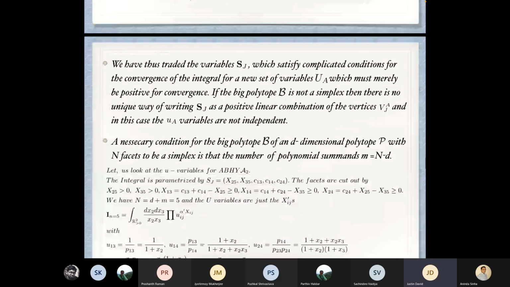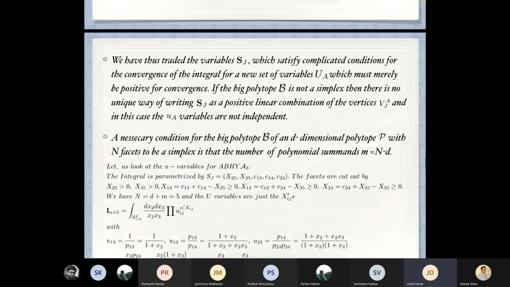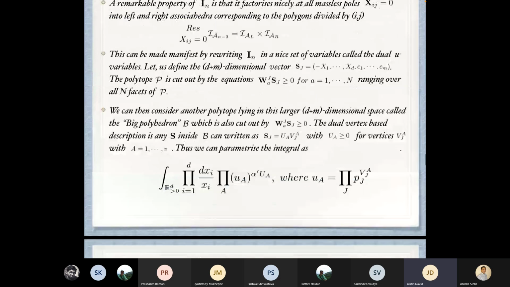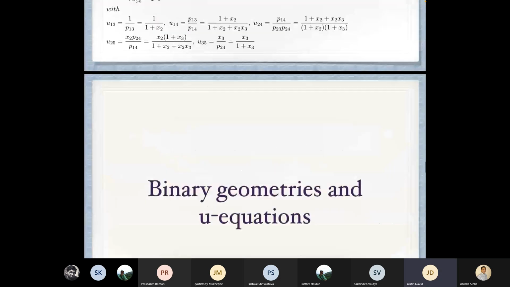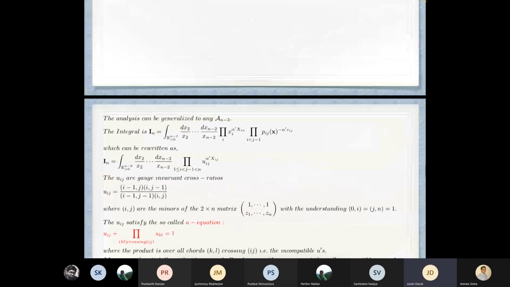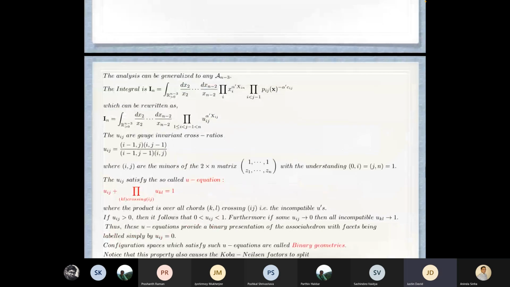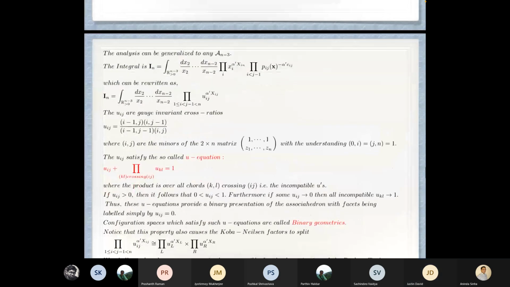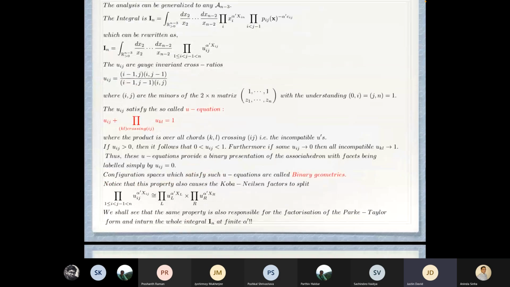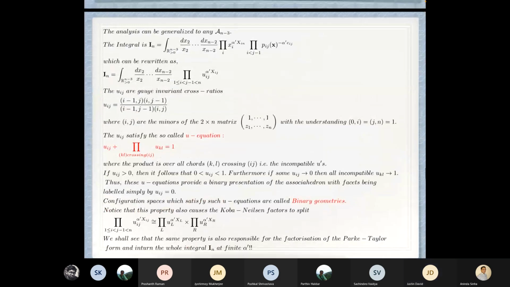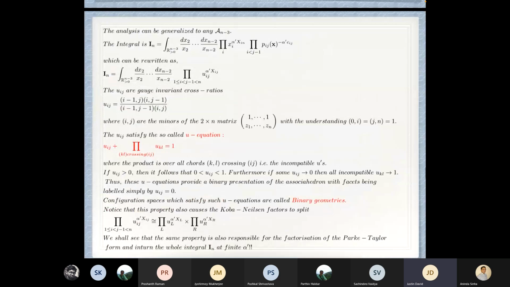So we had some complicated convergence conditions, right? x had to lie inside the Newton polytope, which was defined by something, and so on. But in these new variables, all that you need is for the exponents of the u_ij's to be positive. That's all. That gives you convergence. And this is basically a rewriting of the integral by introducing these new variables.